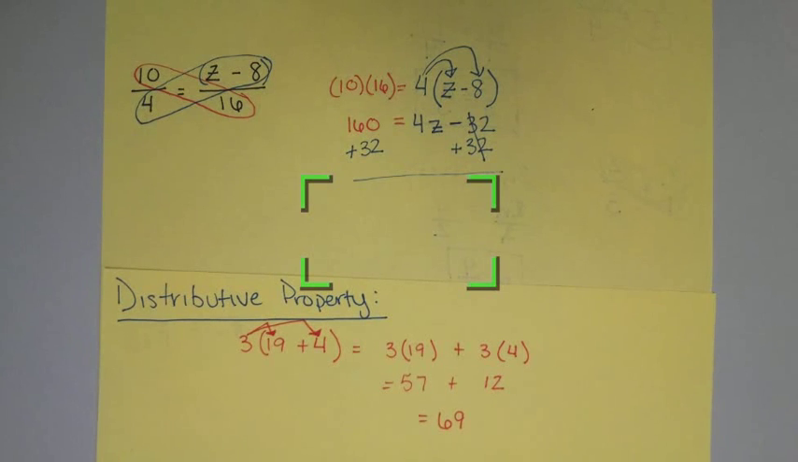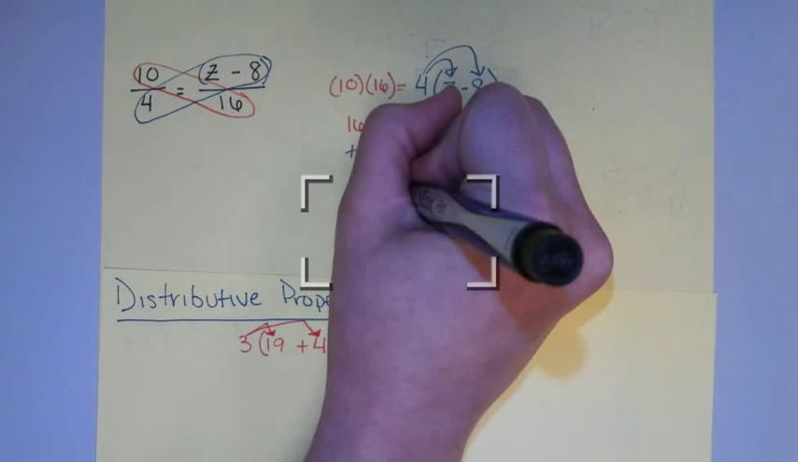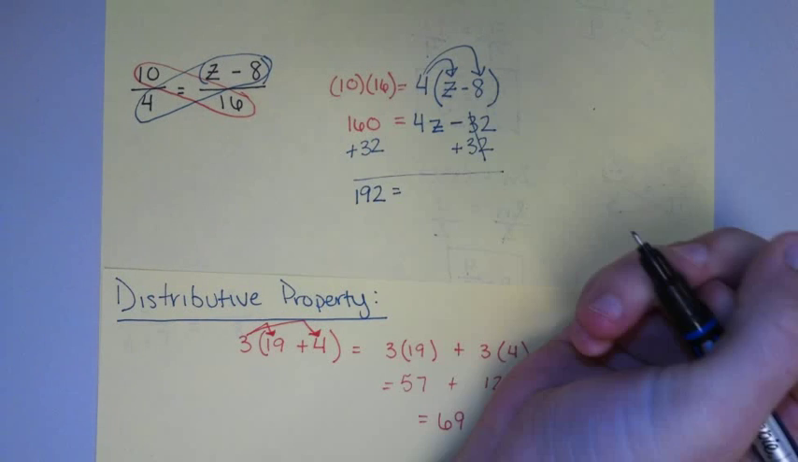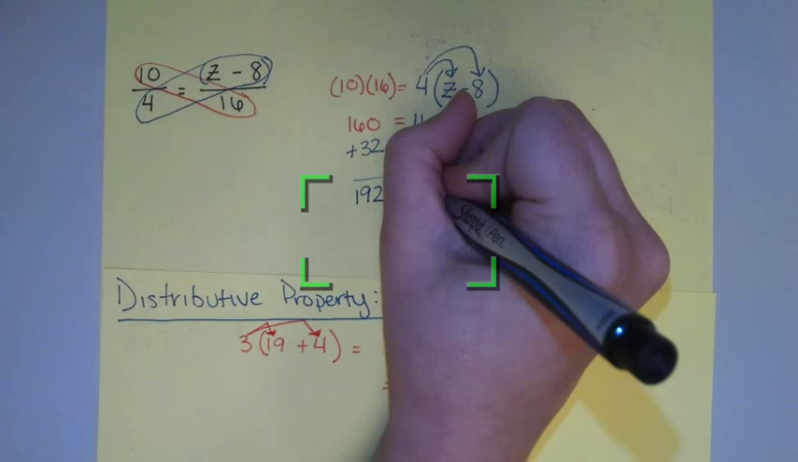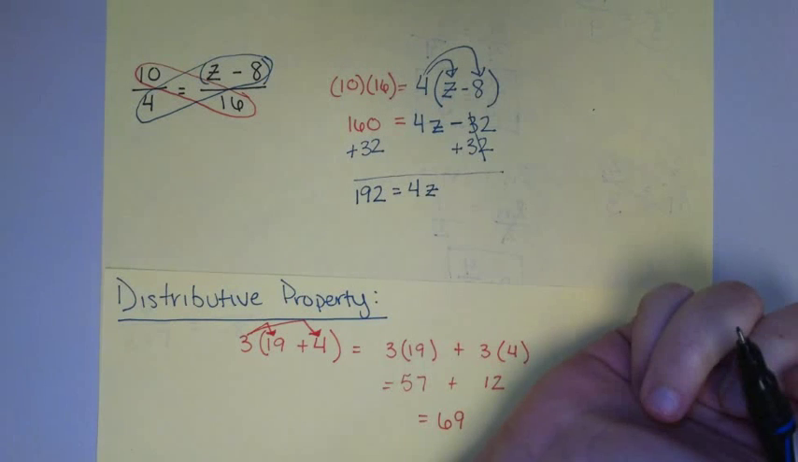So when I add 32 to 160, I get 192. Then I bring down my equal sign and bring down my 4z. Now I have a one-step equation.